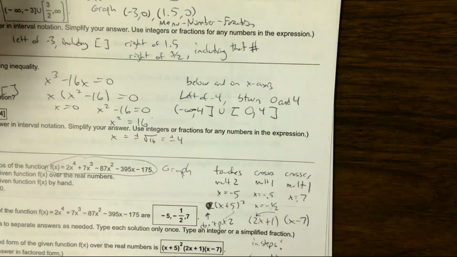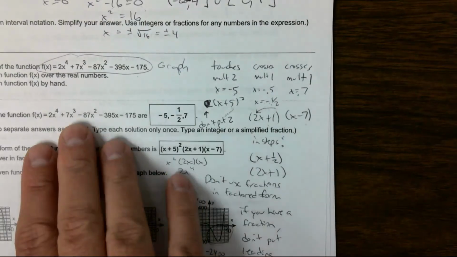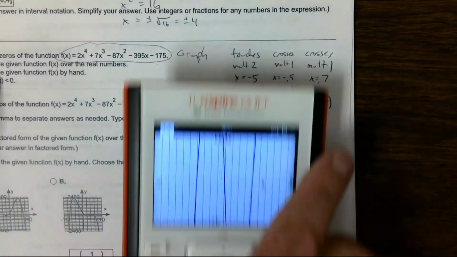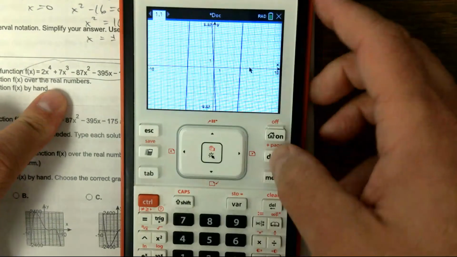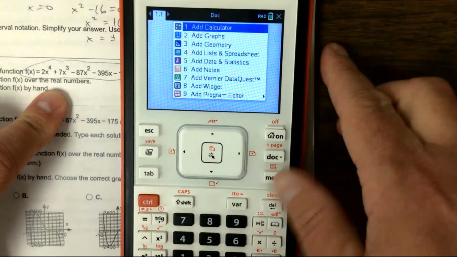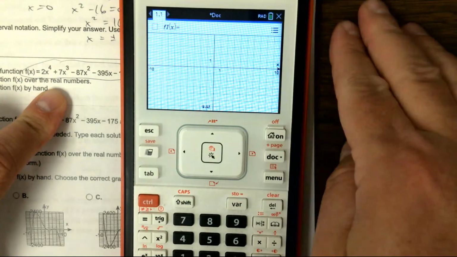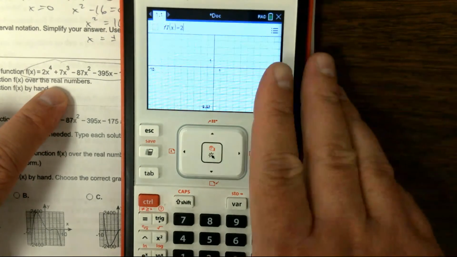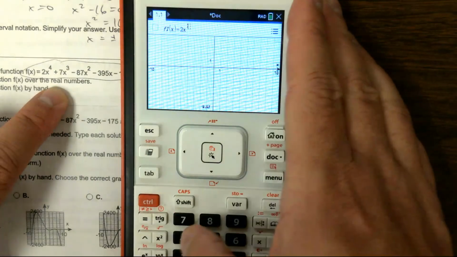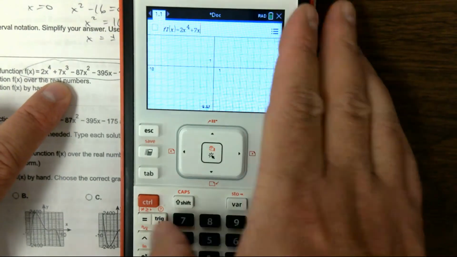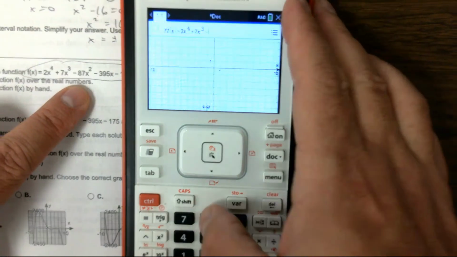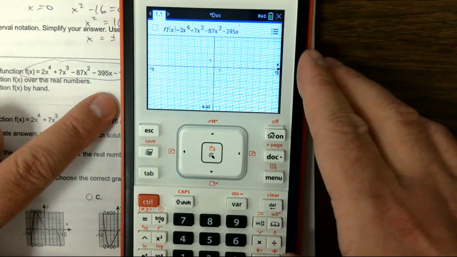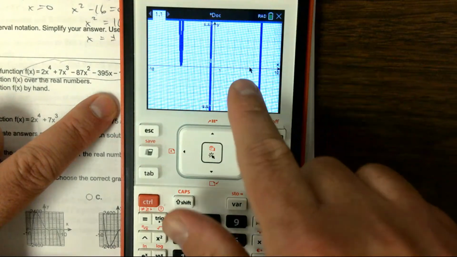On our last one, this problem kind of combines what we did on the previous sections. You're going to want to graph it to get your zeros. We mean the real zeros, not the imaginary ones. Remember, if it said complex, it could be real or imaginary, but we just want the real ones in this case. So 2x to the 4th power plus 7x to the 3rd minus 87x squared minus 395x minus 175. Okay, so there is all of that.